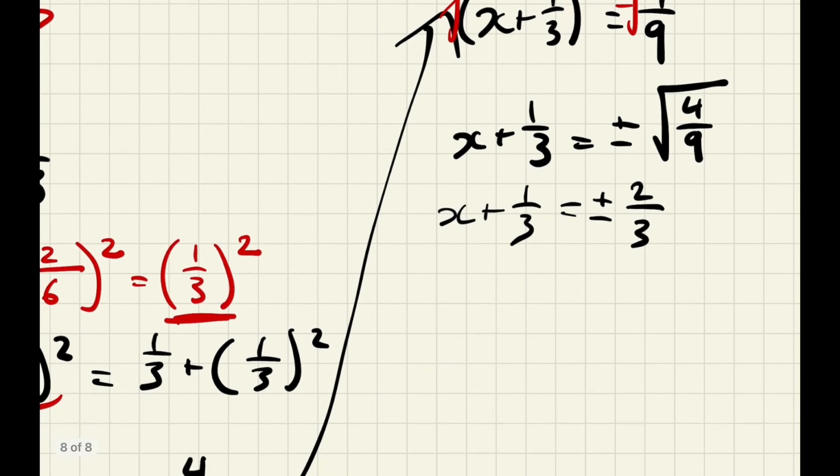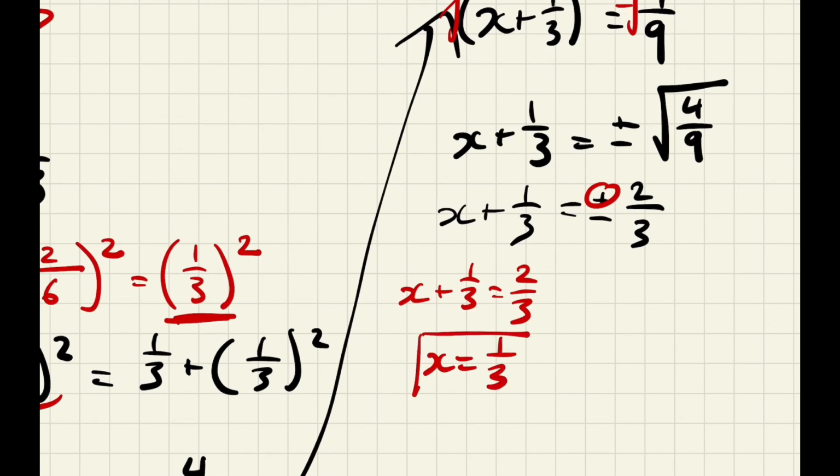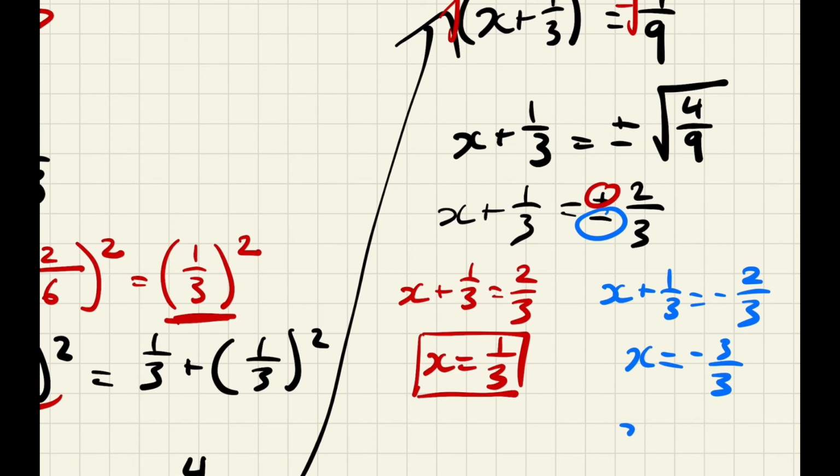Okay, now let's finish things off. Taking the positive case, we have x plus 1 on 3 is equal to 2 on 3. Subtracting a third from both sides, we'll get x is equal to 1 on 3 as our final answer. Now taking our negative case, we have x plus 1 on 3 is equal to minus 2 on 3. We're going to subtract a third from both sides, and when we do that, we'll get x is equal to minus 3 on 3, which is going to simplify down to minus 1.